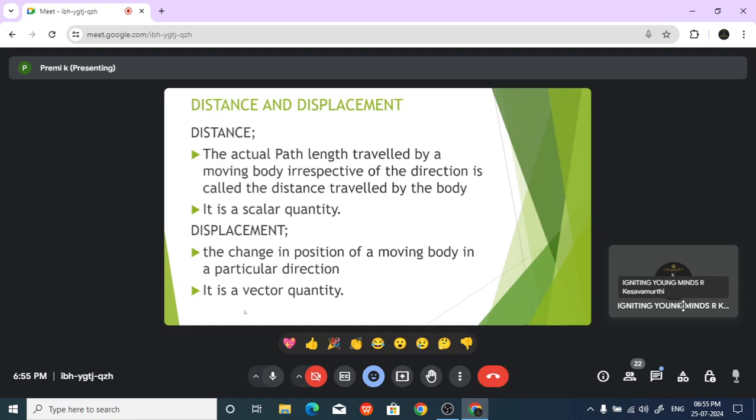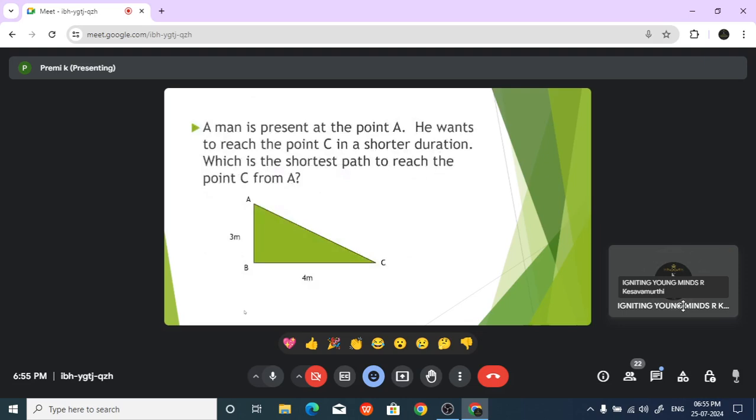But when we come to displacement, it is the change in position of a moving body in a particular direction. This we have to keep in mind. It is based on direction. It is a vector quantity. So Sabari said vector quantity depends on magnitude and the direction. Let us see a small example.